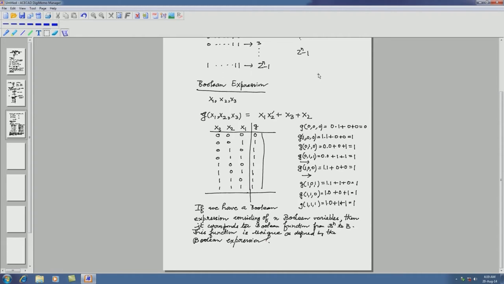So, we see that a Boolean expression corresponds to a Boolean function. Now, the question is the other way around. If we have a Boolean function, can we construct a Boolean expression? The answer is yes, and we will see an example how it works.